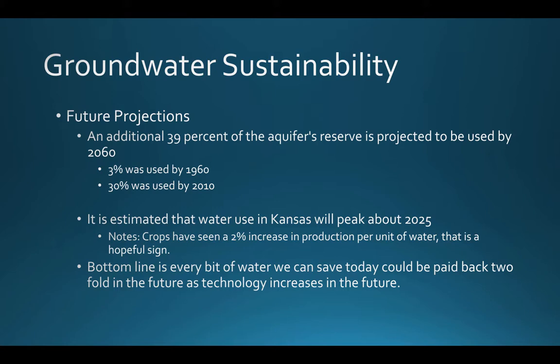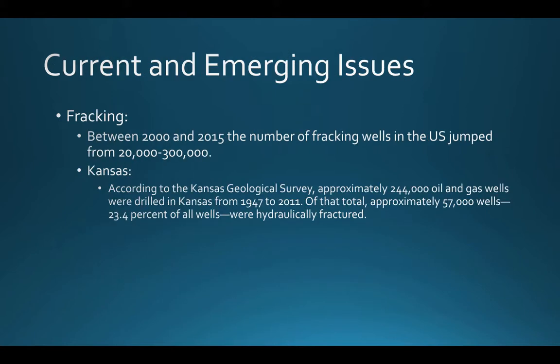So we have been able to increase productivity while decreasing the amount of water that is taken. The bottom line is that every bit of water that we can save today could be paid back twofold, because as future technology comes on, as better crops come out, and better genetic diversity comes with crops, maybe they can grow with less and less water. And as they can grow with less water, we can save some of that water to grow those crops in the future and become more sustainable.